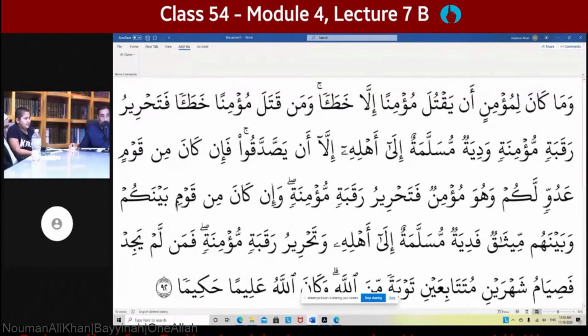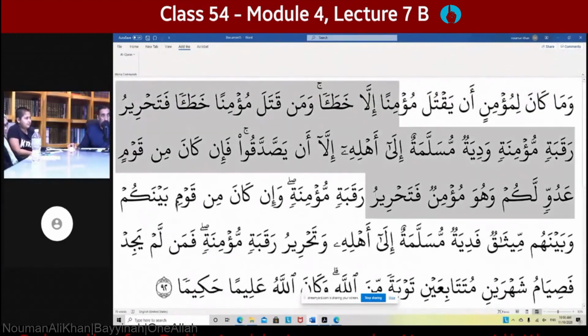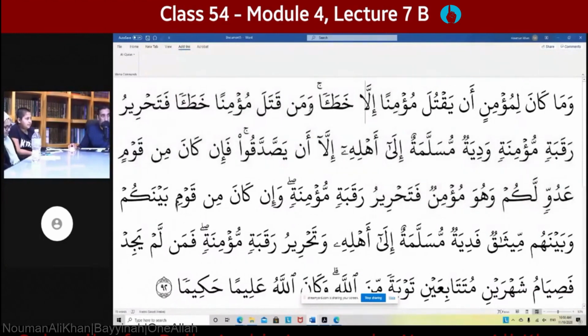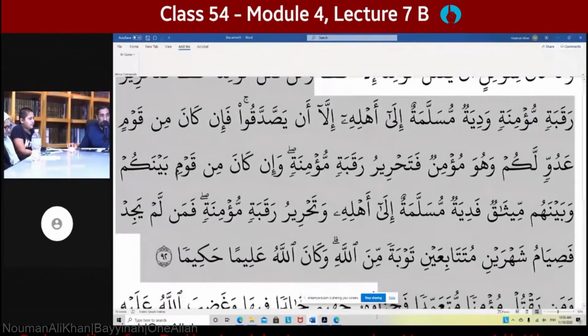So what I wanted to highlight, I'm going to erase a bunch of stuff here, and I'll show you the part that I want to show you the iltifat in.